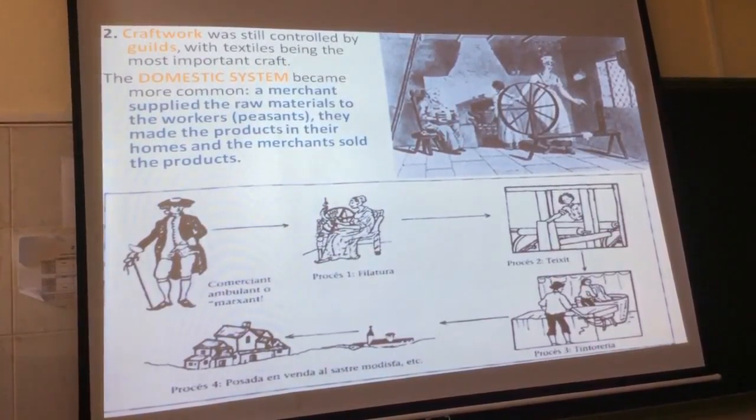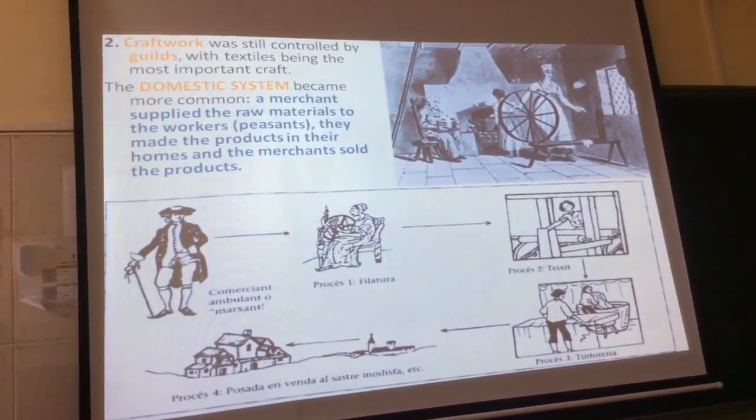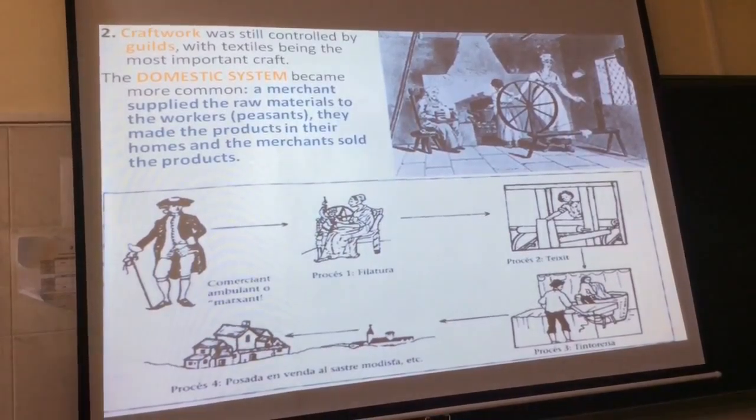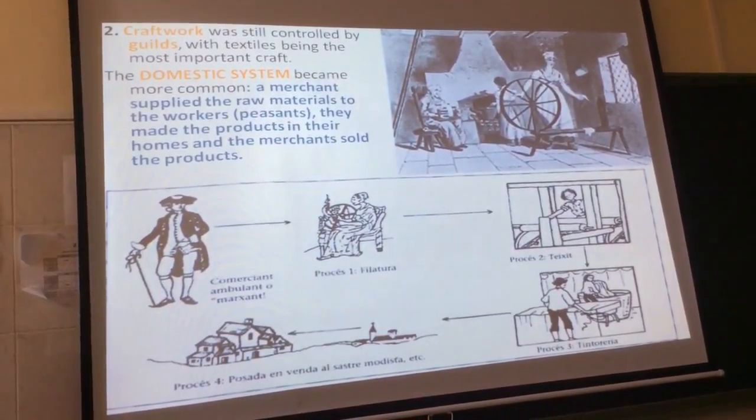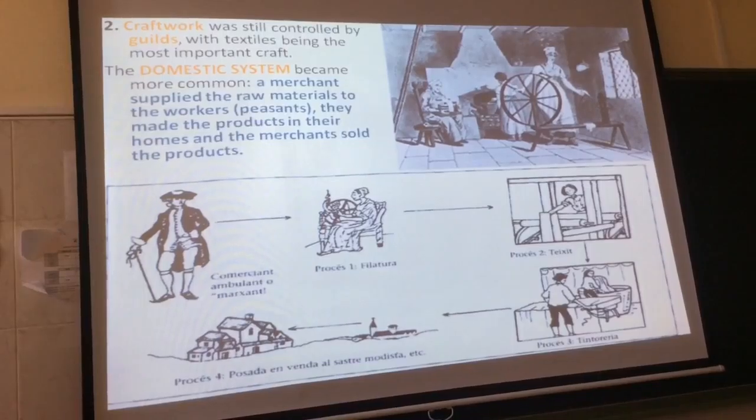Craftwork was still controlled by the guild, and the most important thing was the textile. That was the most important industry. What's important here, though, is the domestic system. Okay, you have very, very clear how it worked. And it's very simple. It's written right here.